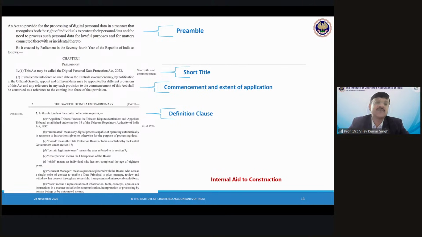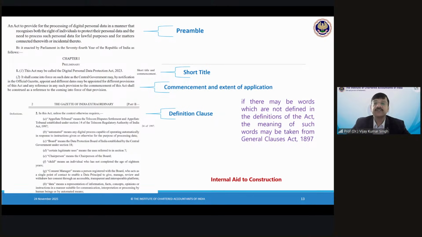Say for example, there is a word which is defined in the Digital Personal Data Protection Act, and that is also having a definition which you find in the General Clauses Act. So you have to prefer the definition which is given under the statute, not the General Clauses Act. When you don't find the meaning of a word, then you look at the General Clauses Act and try to find out whether that definition is there or not. So this is the distinction between the definition clause of a statute and the definition clause of the General Clauses Act.